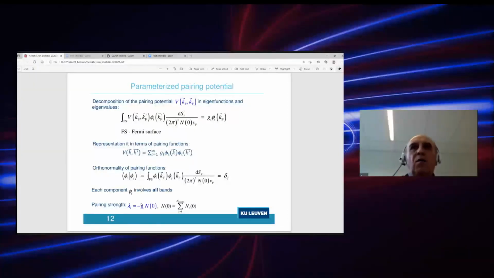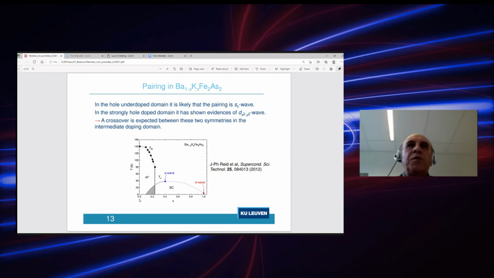So actually, we need not all the components, but we take only some components for this phi I. We take only the components which we know are important for our superconductors. For 1-2 compounds, it is known that in the limit of extreme hole doping we have d-wave superconductivity, and for weak hole doping we have s-wave superconductivity. So we are somewhere here, and this is the region where we expect these two superconducting states will cross.